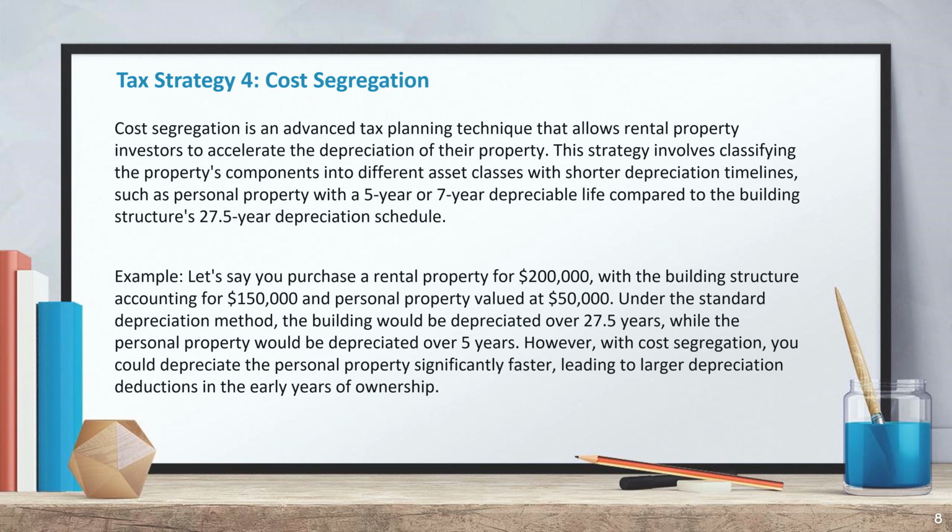For example, let's say you purchase a rental property for $200,000, with the building structure accounting for $150,000 and personal property valued at $50,000. Under the standard depreciation method, the building would be depreciated over 27.5 years, while the personal property would be depreciated over 5 years. However, with cost segregation, you could depreciate the personal property significantly faster, leading to larger depreciation deductions in the early years of ownership.